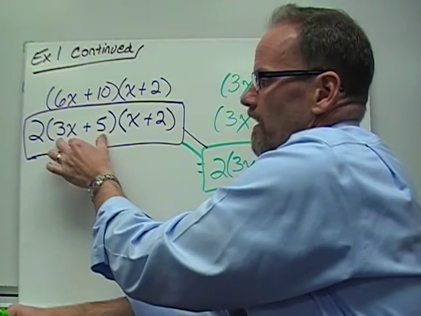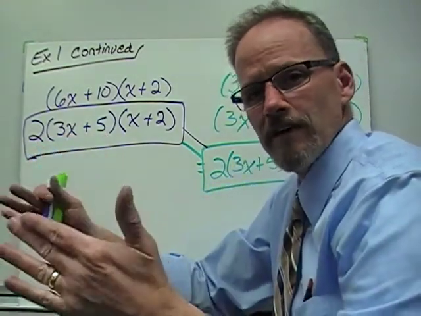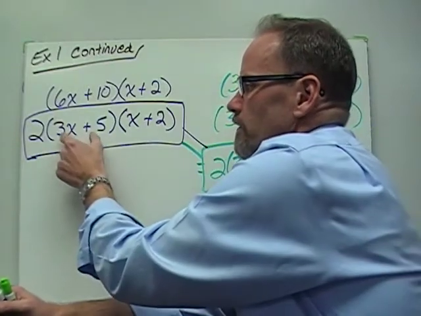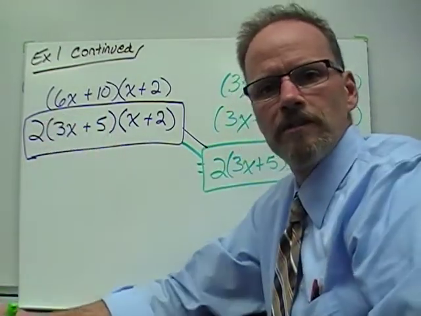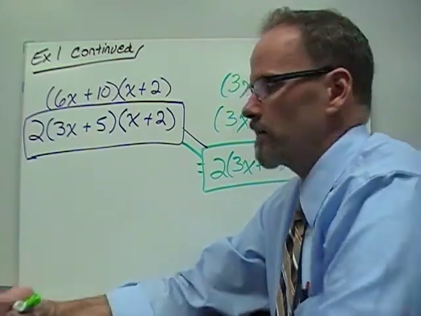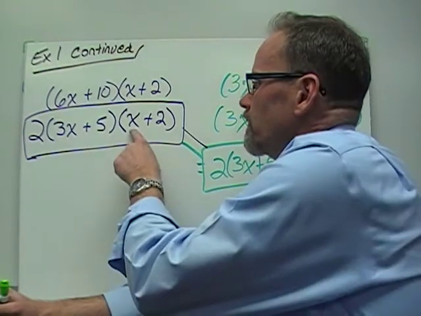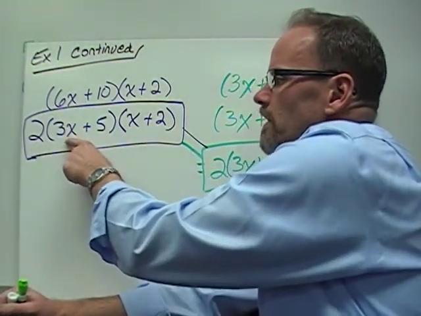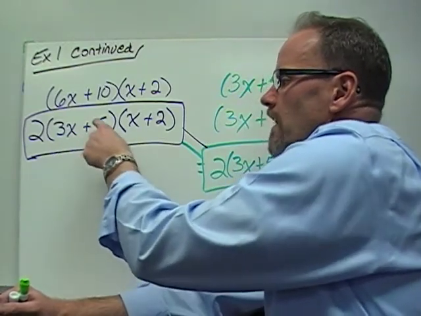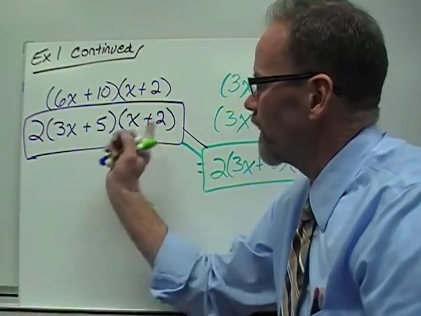And now I have a factor of 2 and I can't pull anything else out. It's done. I have 3 and 5, so this binomial has been totally factored. Those are both prime numbers, so I'm done. And this is also prime numbers here, so I'm done. So this is the answer: 2 times the quantity 3x plus 5 times the quantity x plus 2.